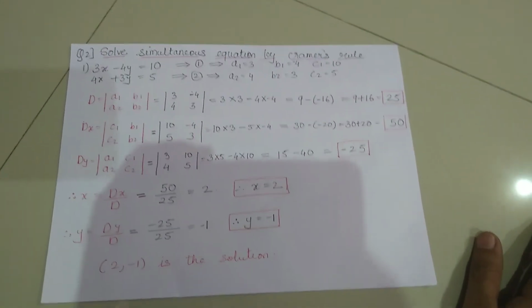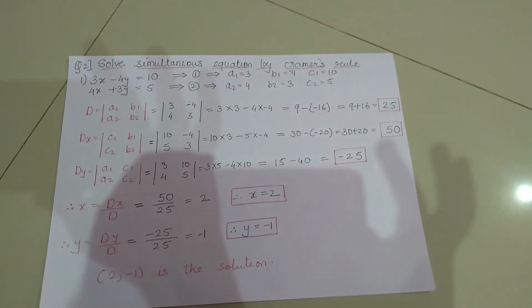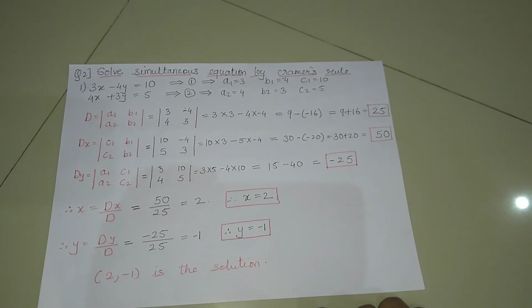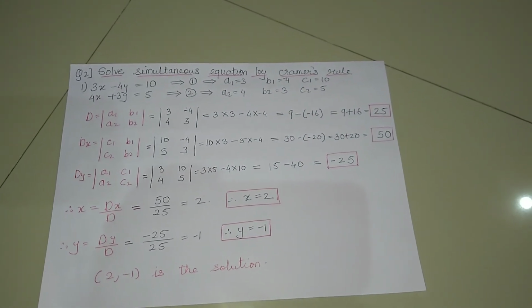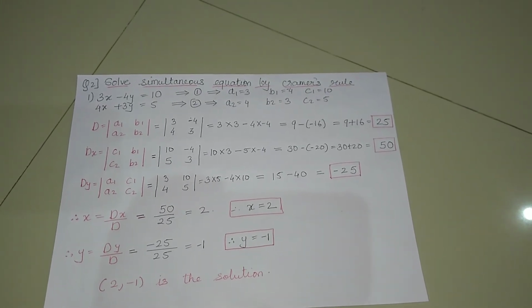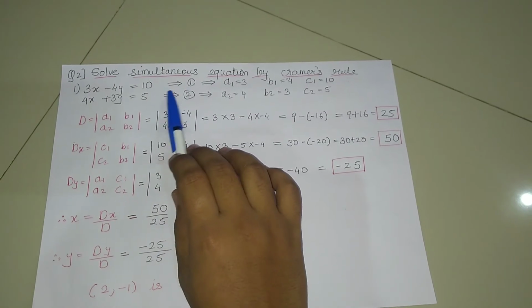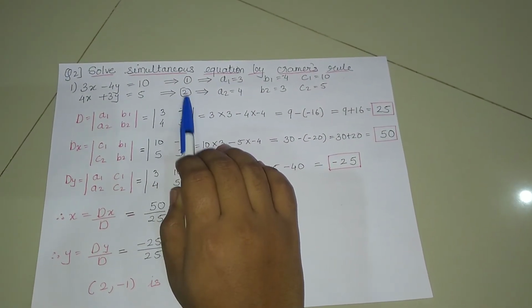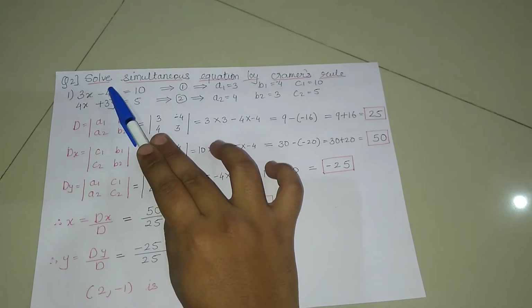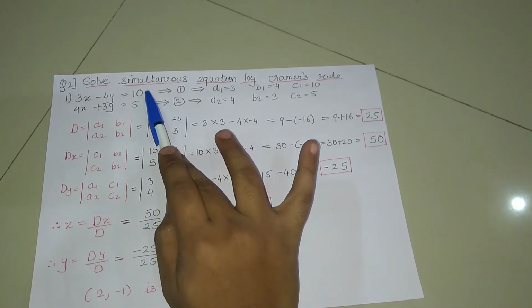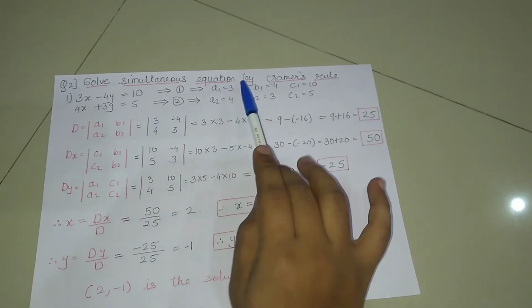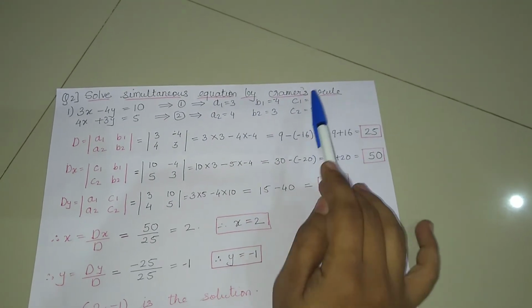Now we will start solving question number 2 from practice set 1.3. In the first question, we have 3x minus 4y equals 10 and 4x plus 3y equals 5. We can mark these as equation 1 and equation 2. We can also write the values: a1 is 3, b1 is minus 4 and c1 is 10. Similarly, a2 is 4, b2 is 3 and c2 is 5. So we have found the values of a1, a2, b1, b2 and c1, c2.